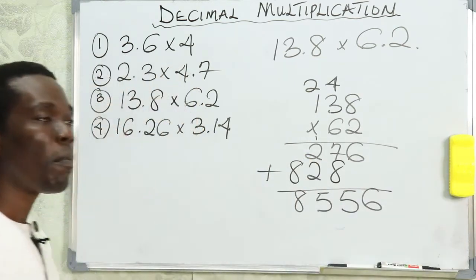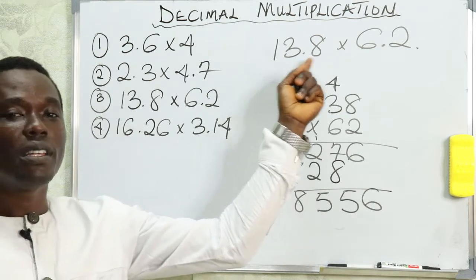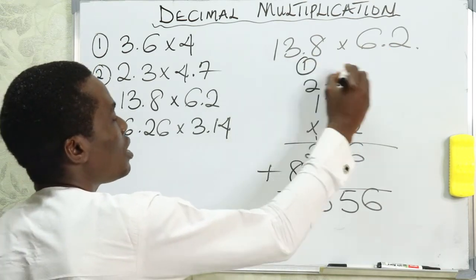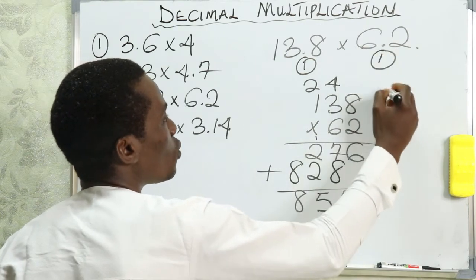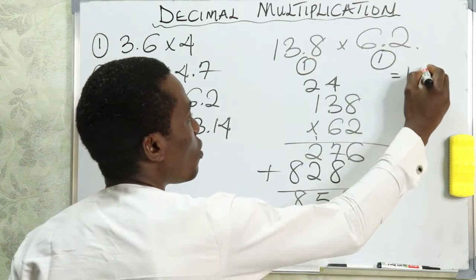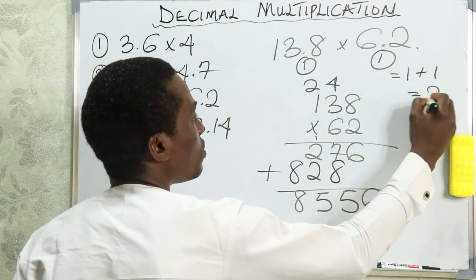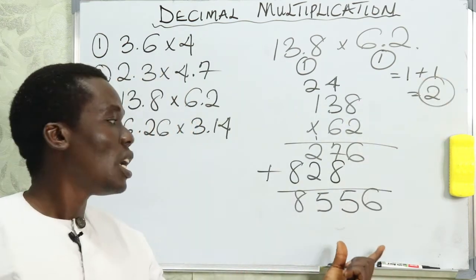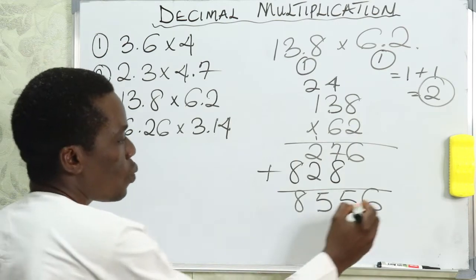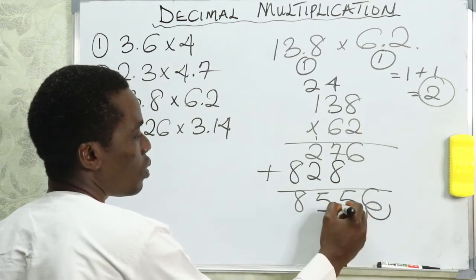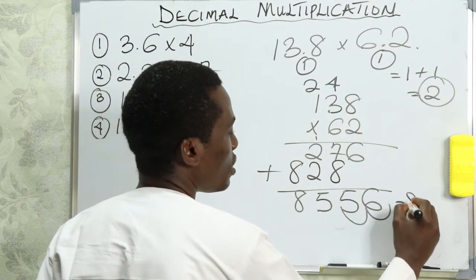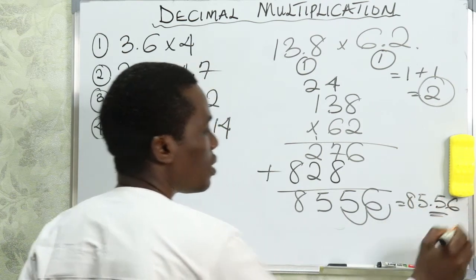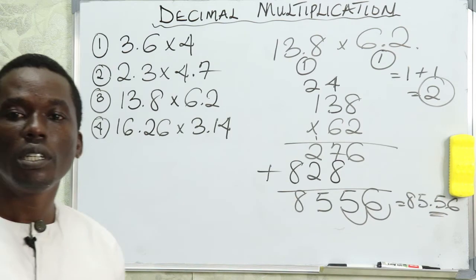Now remember, you have 1 number after the decimal place here, and 1 number after the decimal place here. That will give you 1 plus what? 1. This will give you what? 2. So that means we are going to have 2 numbers after the decimal place. So we'll count from here 1 and what? 2. So this will give you what? 85.56. You see, it's very easy.